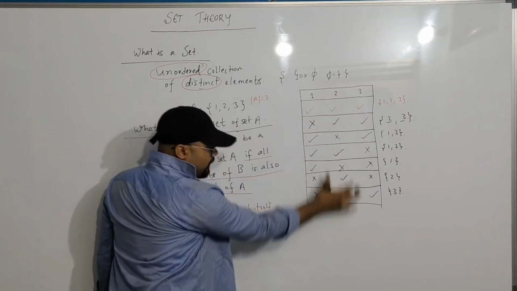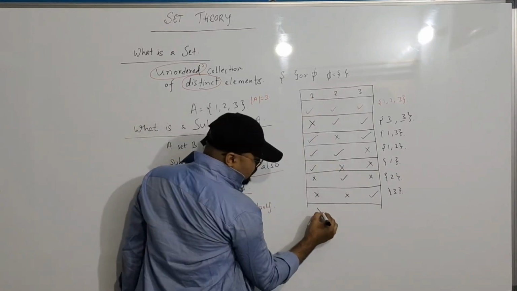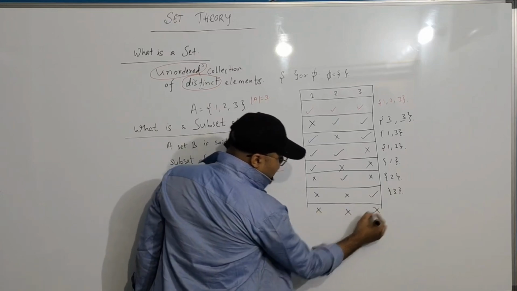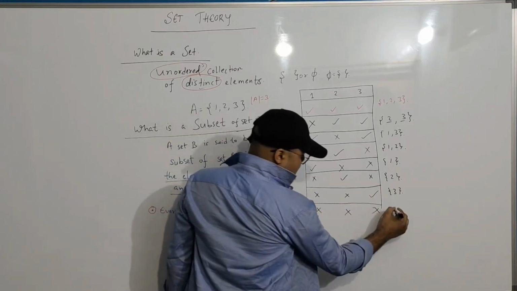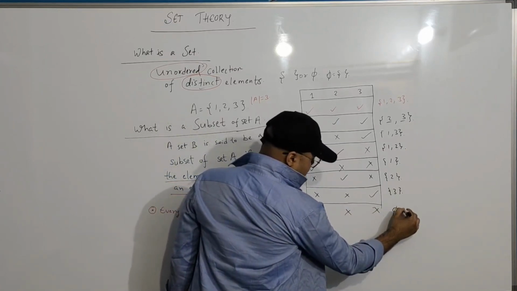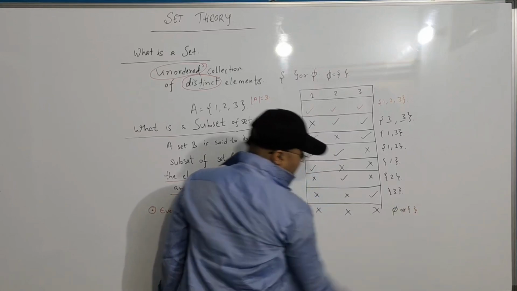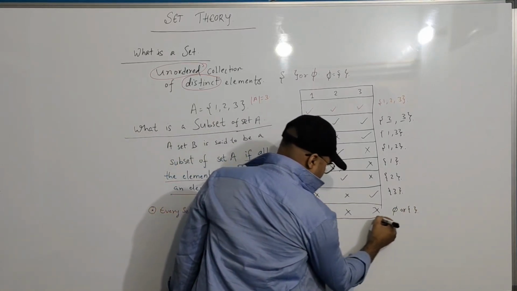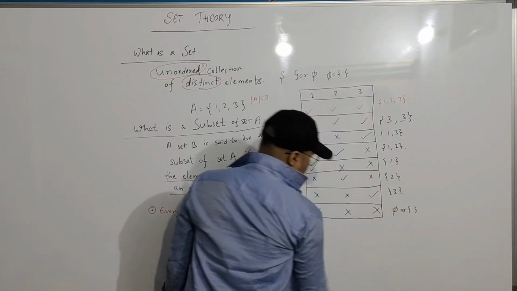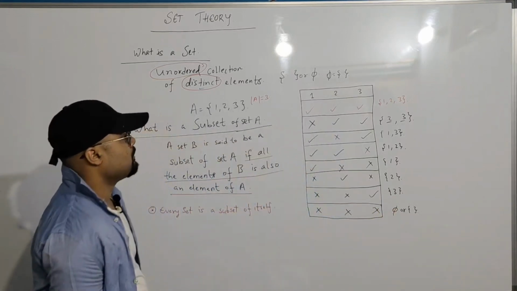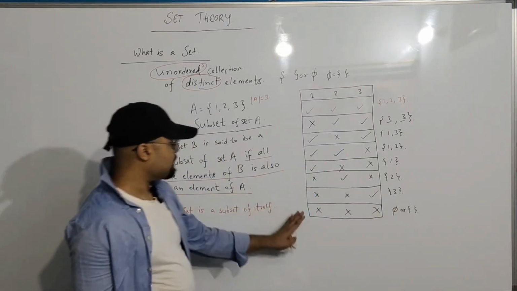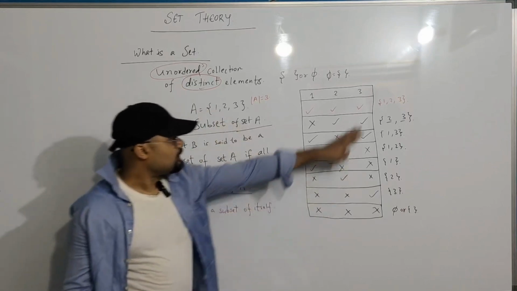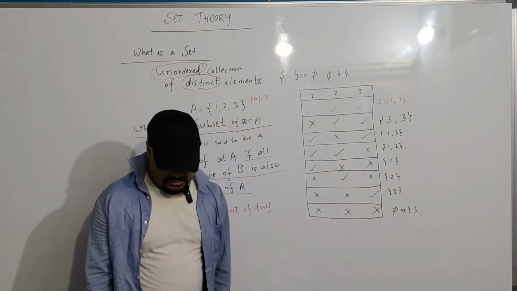So one of the possible combinations is that you don't select any of the elements to be in your subset. That is your phi. So the total number of subsets of set A is 8. There are 8 total subsets.